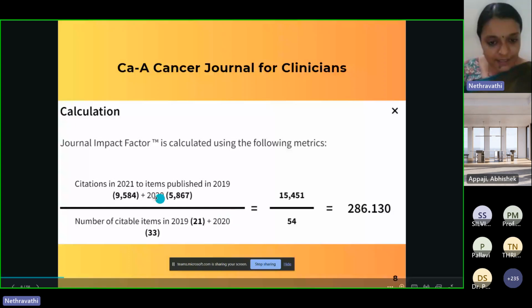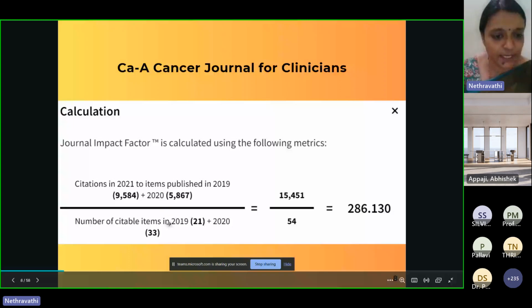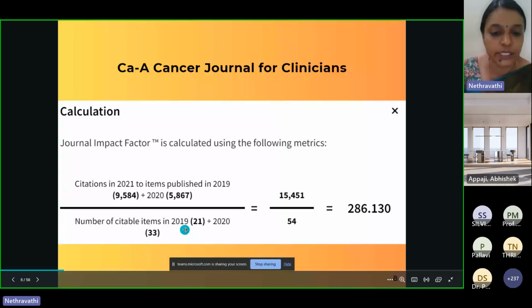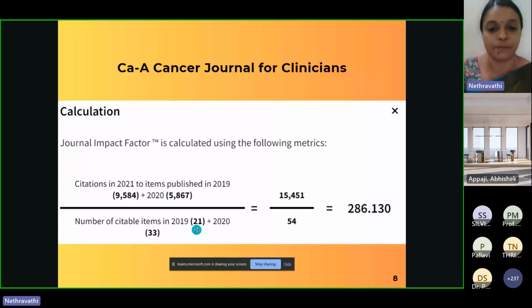You can see that this has interesting numbers. If you see citations in 2021 to items published in 2019 and 2020, the number of citations is really high: 9,584 citations. But for how many articles? Come to the denominator. How many articles were published in that journal? Just 21 articles were published in 2019, but see the citations it received: 9,584 citations.